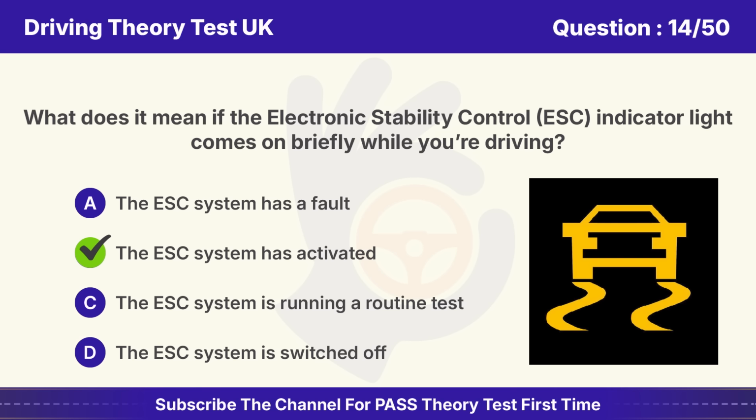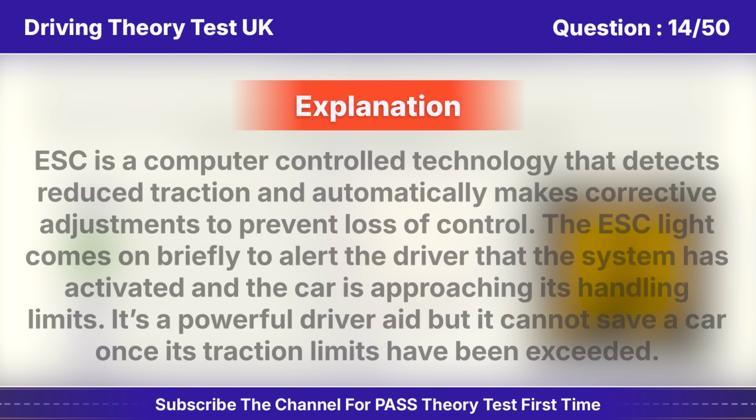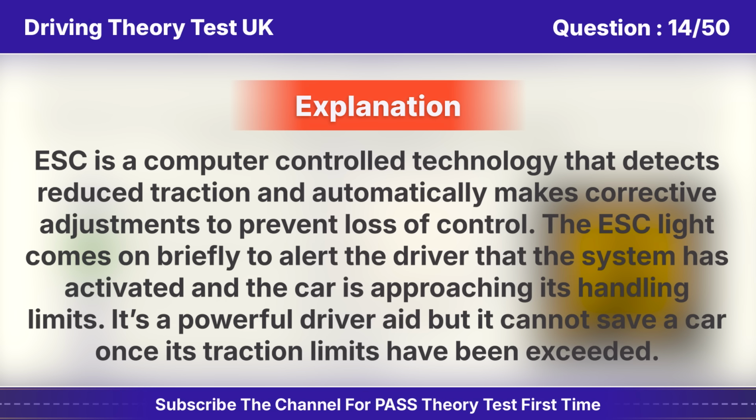Answer is B. The ESC system has activated. ESC is a computer-controlled technology that detects reduced traction and automatically makes corrective adjustments to prevent loss of control. The ESC light comes on briefly to alert the driver that the system has activated and the car is approaching its handling limits. It's a powerful driver aid, but it cannot save a car once its traction limits have been exceeded.